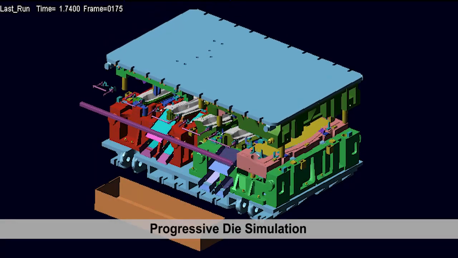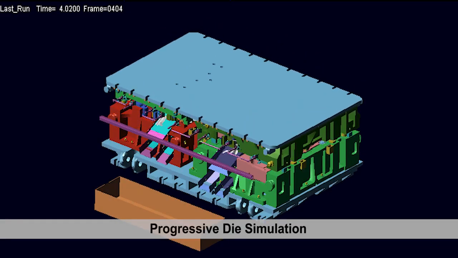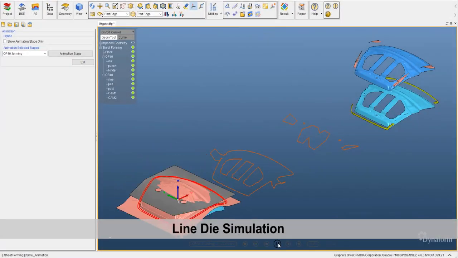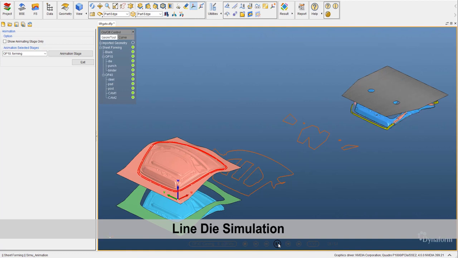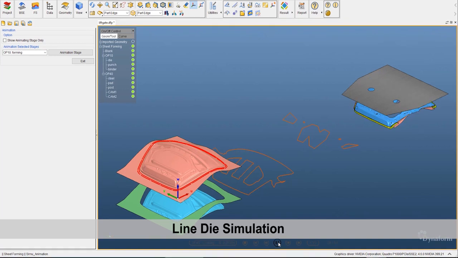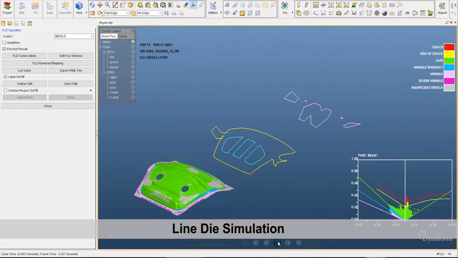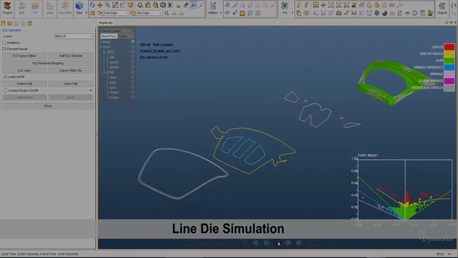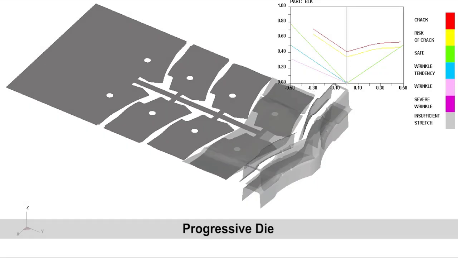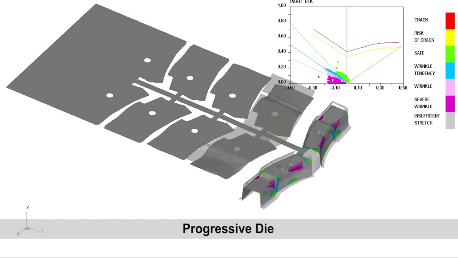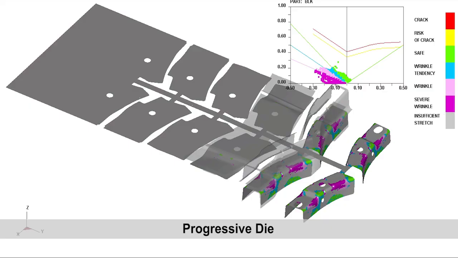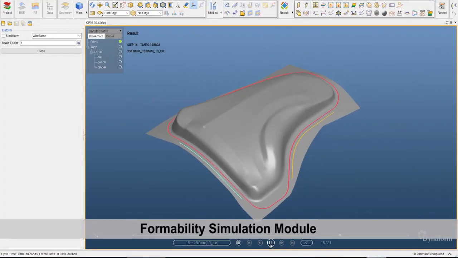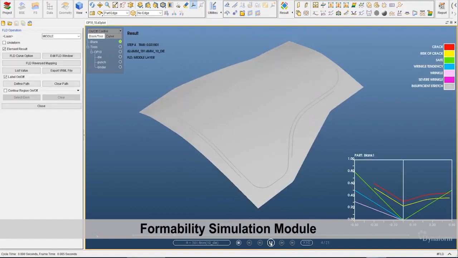The progressive die is one of the common sheet metal stamping processes to produce high-volume sheet metal parts. For larger sheet metal parts, Dynaform is utilized to simulate the line die process. With Dynaform, you can accurately predict the problems encountered during the progressive die process before the actual dies are built. For example, Dynaform accurately predicts the deep drawing of the fender in the line die process.